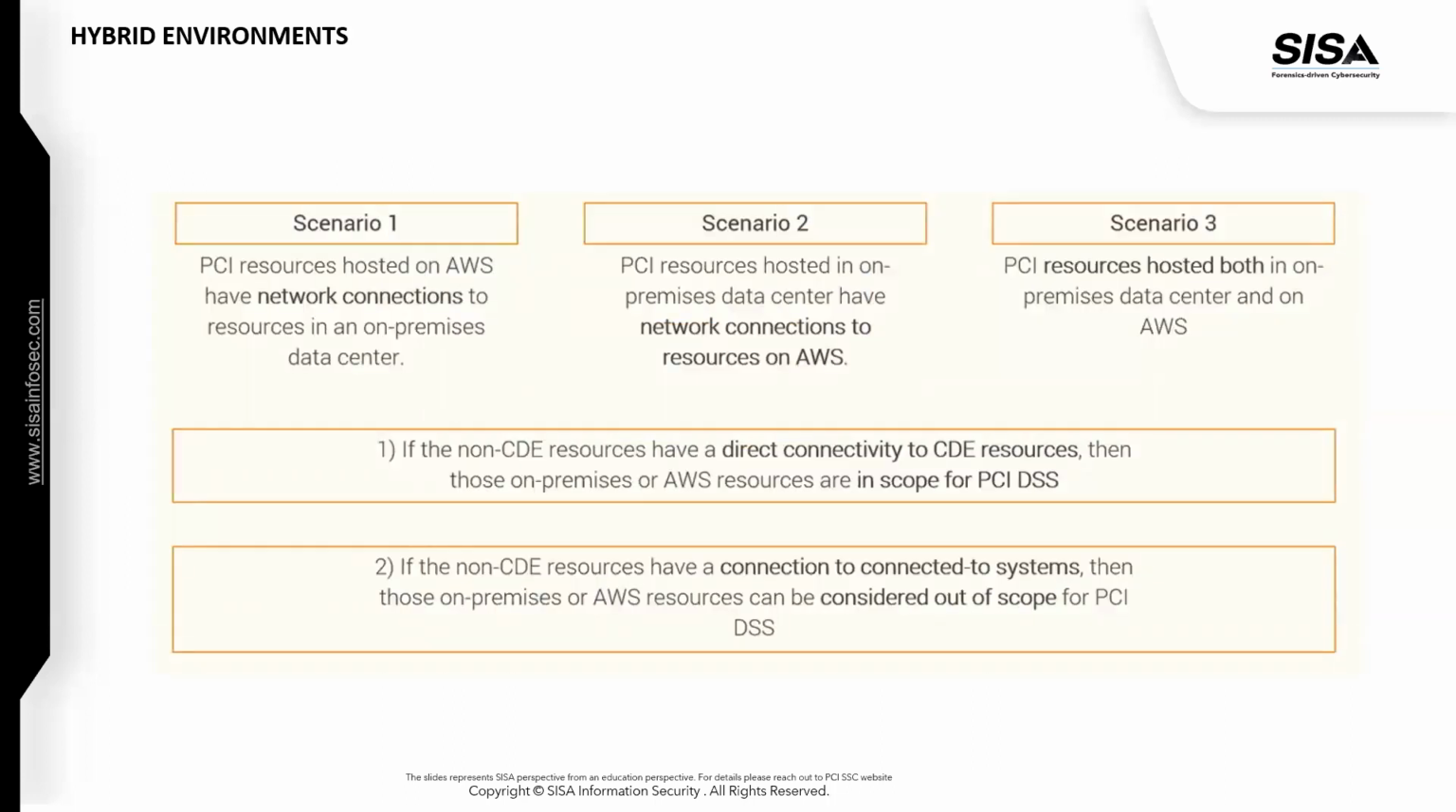Now, there might be a scenario wherein you have a hybrid environment. And there are 3 use cases which emerge out of it. The first one is that something is hosted on cloud, and you have some resources on-prem which are actually touching your cardholder data. Scenario 2 is where PCI resources are hosted on-premise and a data center network connects to a resource on AWS, which means that you are accessing the cardholder data environment from the cloud. And the third one is PCI resources hosted both on-prem and on cloud.